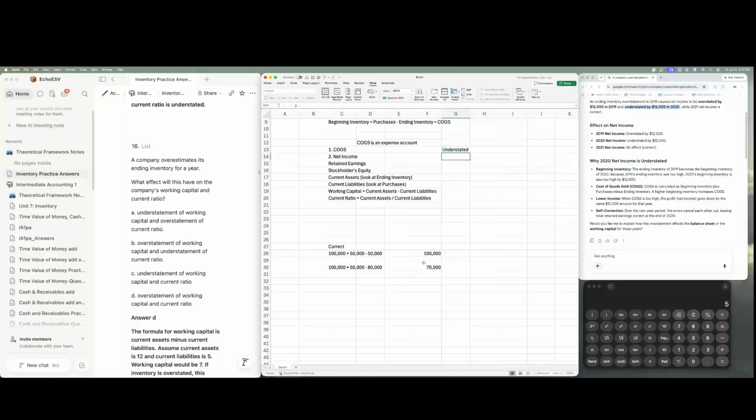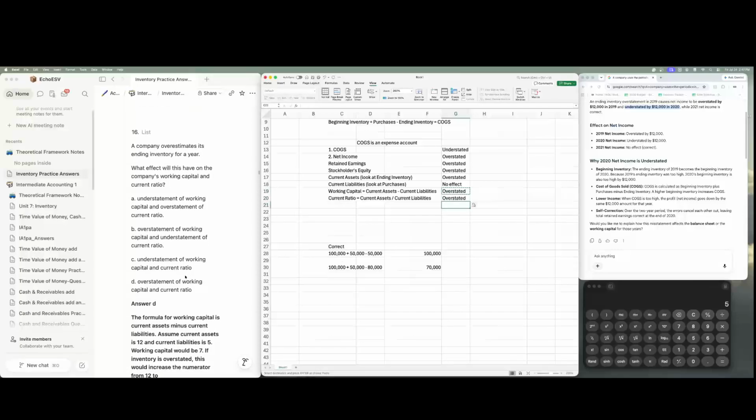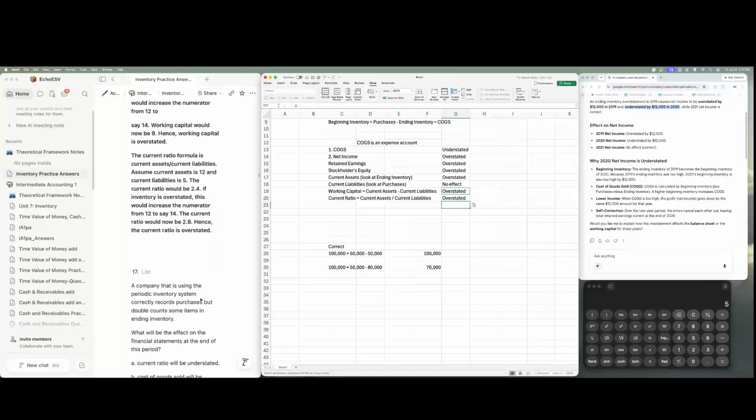So if the expenses are understated, then net income is going to be overstated. Retained earnings, stockholders' equity, and ending inventory have been overstated. Purchases have no effect. If the assets are overstated, working capital is overstated, as well as the current ratio. So it's going to be an overstatement of working capital and current ratio.